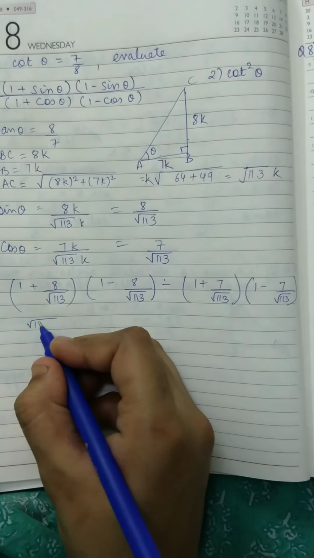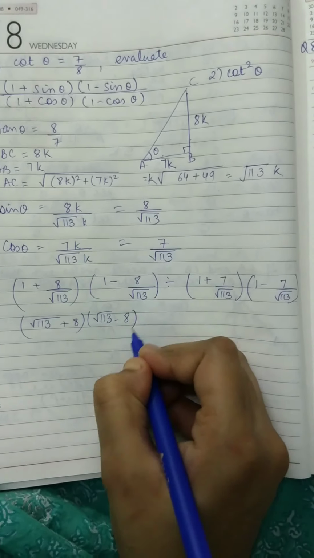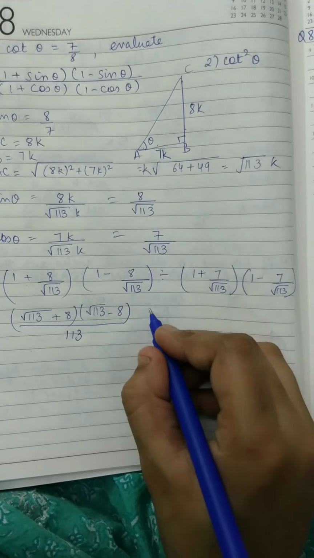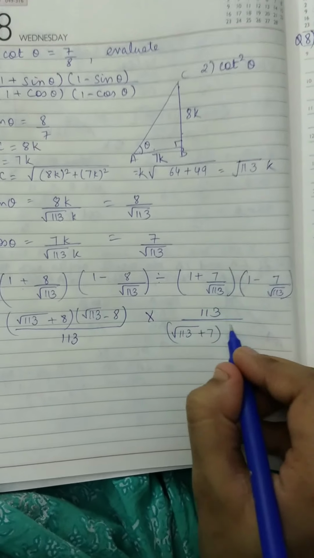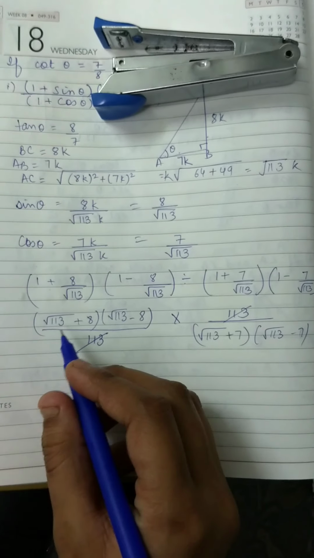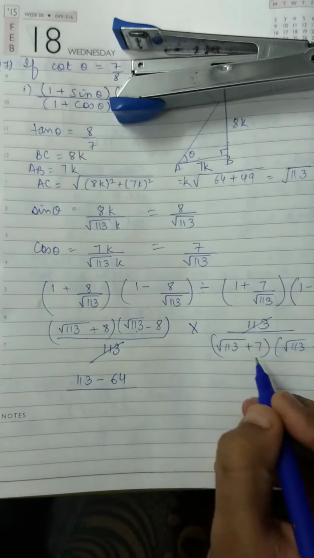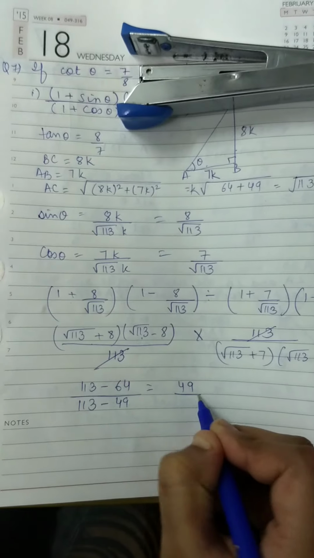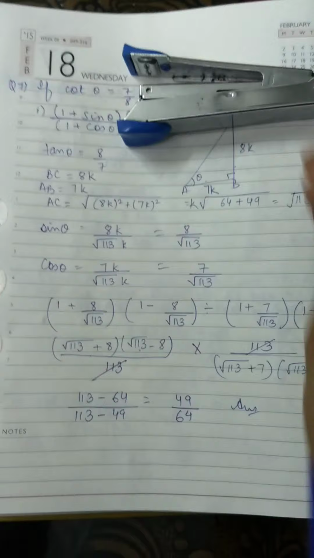So we can write it as root 113 plus 8 upon root 113, into root 113 minus 8 upon root 113, which will be 113 upon 113, divided by root 113 plus 7 upon root 113 into root 113 minus 7 upon root 113. The root 113 gets cancelled. A plus B, A minus B is A square minus B square, upon A square minus 49. So this gives us 113 minus 64 is 49, upon 64. So 49 upon 64.